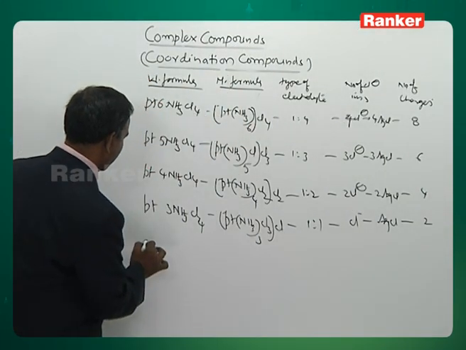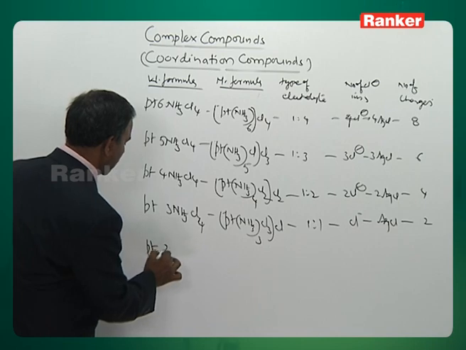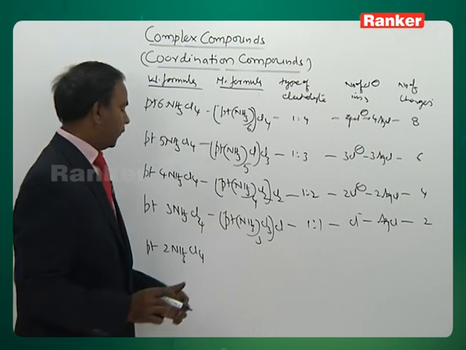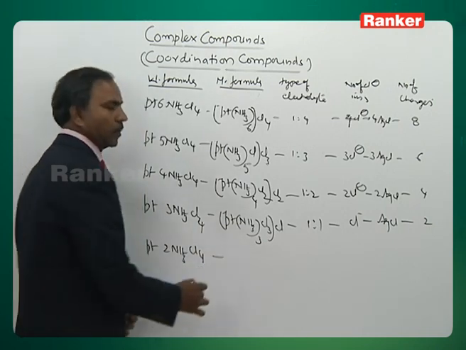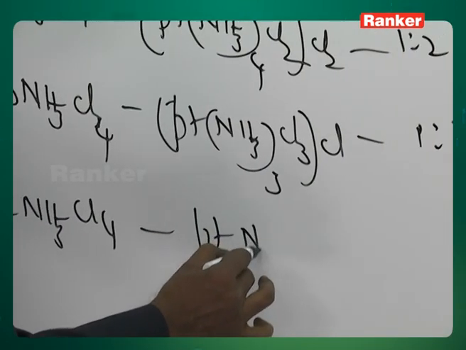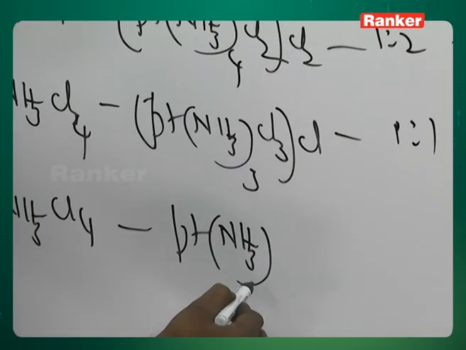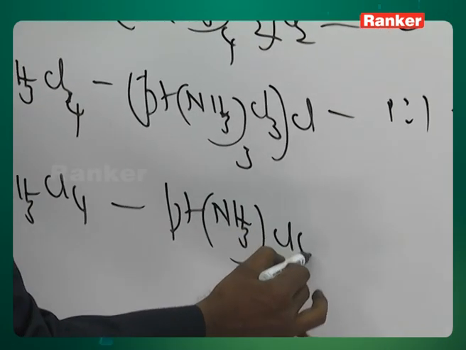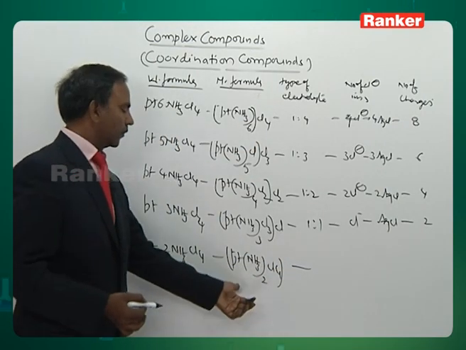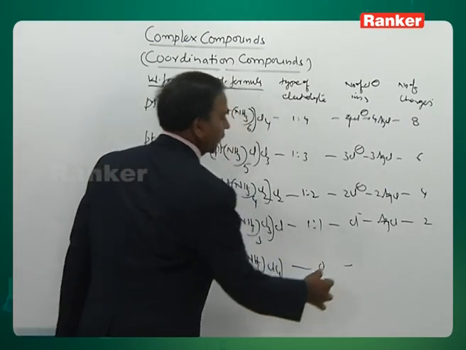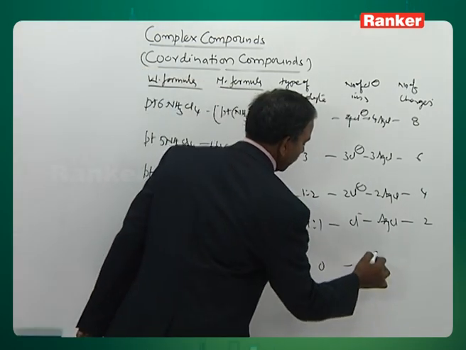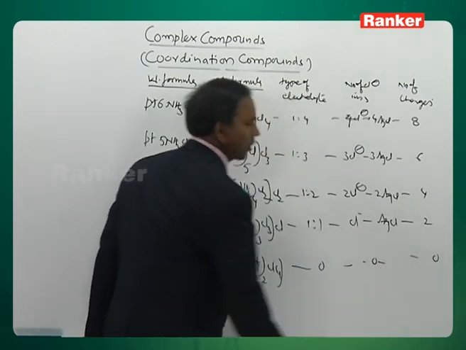The last complex, let me show in this Pt 2NH3 Cl4. Now again oxidation number plus 4, primary valency 4, secondary valency 6. All the ligands you have to write inside the bracket, Pt NH3 taken 2, Cl4. Then what type of electrolyte is it? Therefore, it is a 0 electrolyte. It is not carrying any charge, not ionizing. Therefore, number of chlorides also coming to be 0. Number of charges also 0.